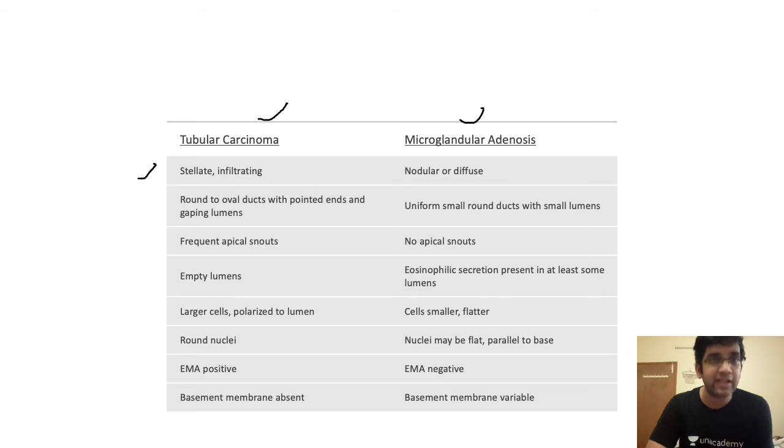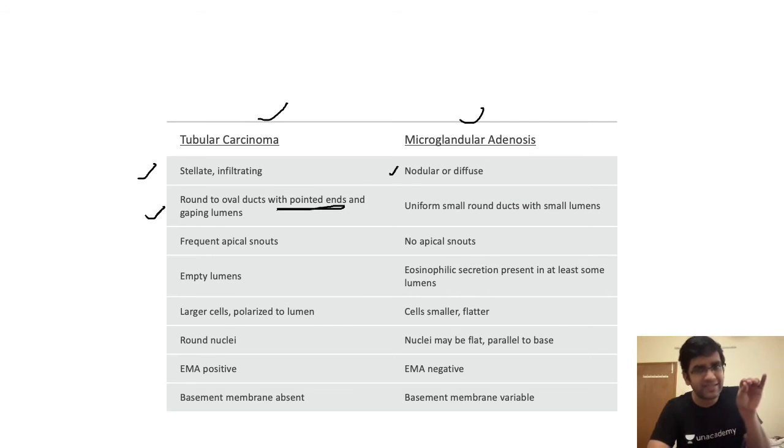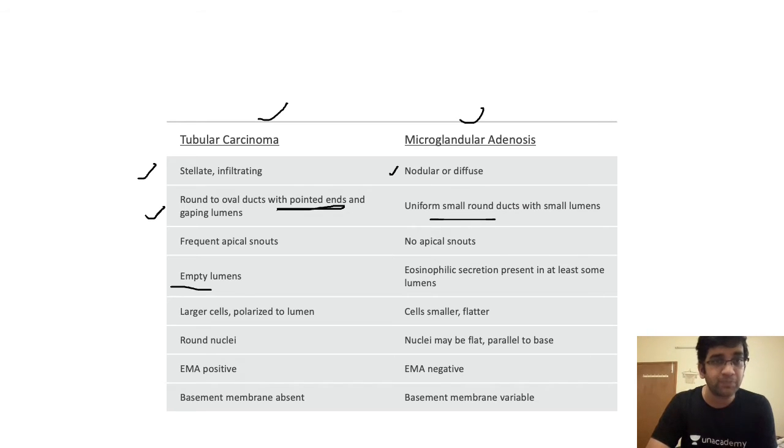A stellate infiltrating gland pattern in tubular carcinoma, as opposed to a nodular diffuse pattern in microglandular adenosis, right? Round to oval ducts with pointed ends, that's more important, and a gaping lumen. I said it will be pointed in tubular carcinoma. In microglandular adenosis it will be uniformly round. It will not be pointed. It will not be angulated at all. This will help me a lot. Empty lumens are seen in tubular carcinoma, and eosinophilic secretion present means it's microglandular adenosis.